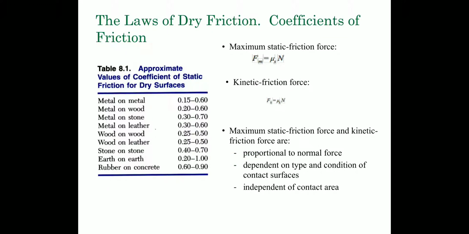Then the laws of dry friction and also the coefficient of friction we will understand. Maximum static friction we understand that, right? Fm is equal to mu s into N, where mu s means the static friction coefficient. Kinetic friction Fk is equal to mu k into N, isn't it? The maximum static frictional force and kinetic friction are proportional to the normal force.